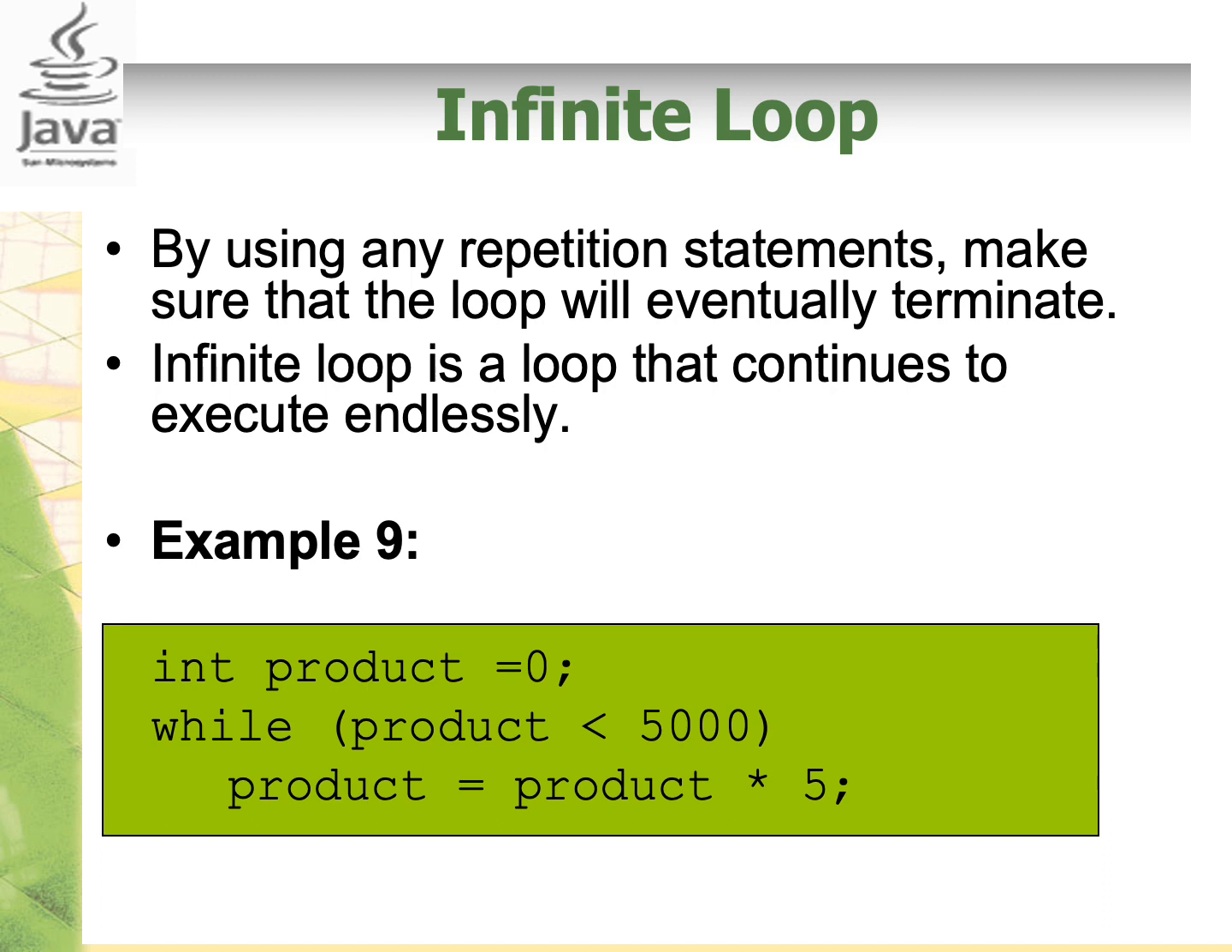Let's look at this code. Here we have a while loop that will execute the statement if the value of product is less than 5,000. Within the while loop, it will do product equal to product times 5. Is there anything wrong with this code? This while loop is an infinite loop because the statement product equal to product times 5 will always have the value 0. So the condition that product is less than 5,000 will never become false. So we need to be careful when writing the condition for our loop.